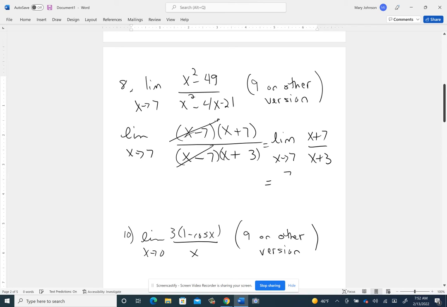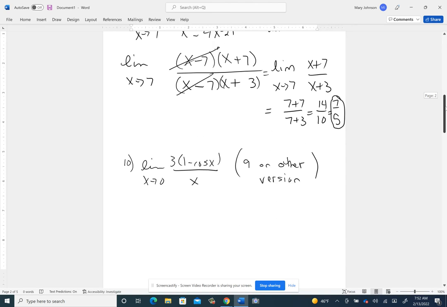So we plug in a 7, top and bottom, and we get 14 over 10, which is a fraction that we can simplify by dividing by 2. So the answer to that would be 7/5. The other version was very similar, just had slightly different factoring. Okay. Now, number 10 on one version and 9 on the other involved this 1 minus cosine x business.